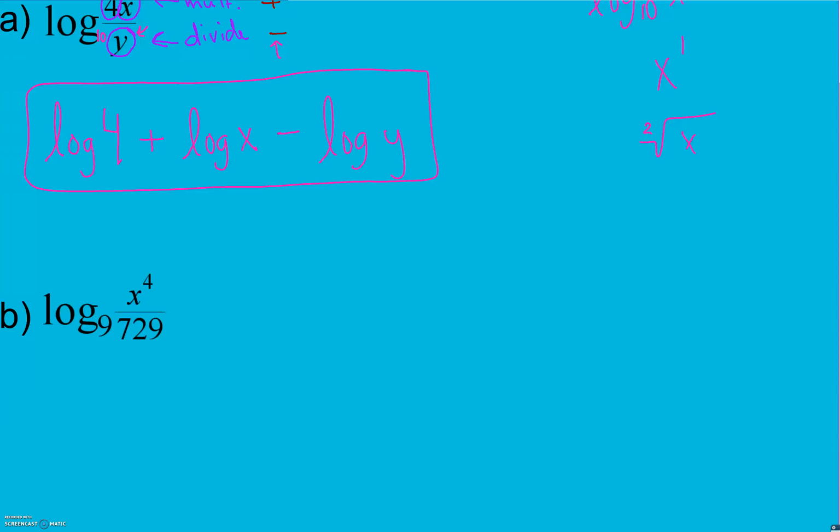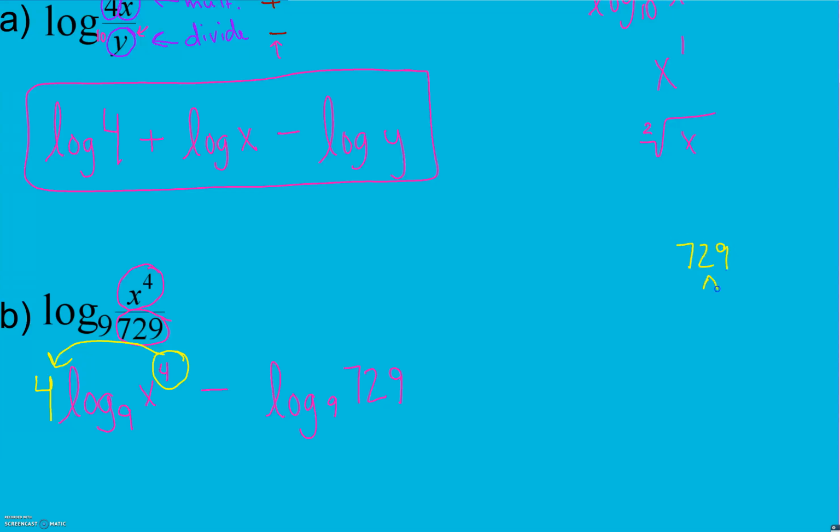Part B here, same idea. We have one thing in the numerator, one thing in the denominator. We're going to take log. Here we have base 9, x to the 4th, and since we're dividing, we're going to subtract log base 9 of 729. We've got to do some simplifying here. This exponent we swing to the front as our product property. We can do the same idea here with the 729.